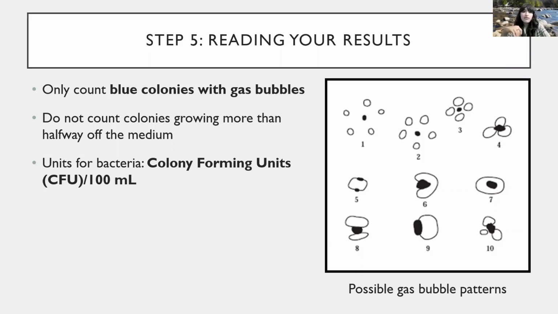We may also see just blue colonies without bubbles, and we also don't count these because these are just not viable colonies. Additionally, another good point is that you don't want to count any colonies that are more than halfway off the median. We'll practice with that here in a moment. And then our final units for bacteria, when we're reporting this, are going to be colony forming units, or CFUs, per 100 milliliters. Keep that in your head for later too. We'll go over it in a minute.